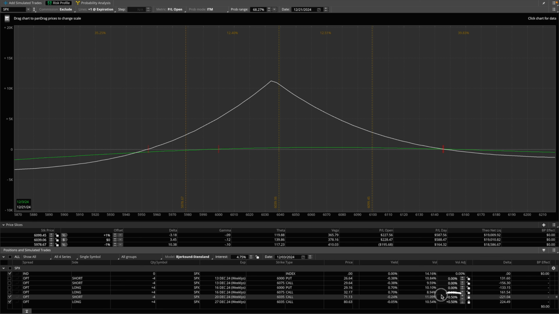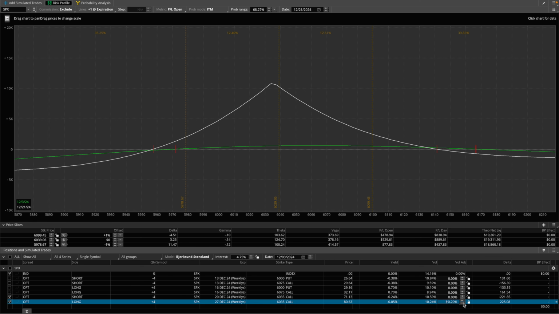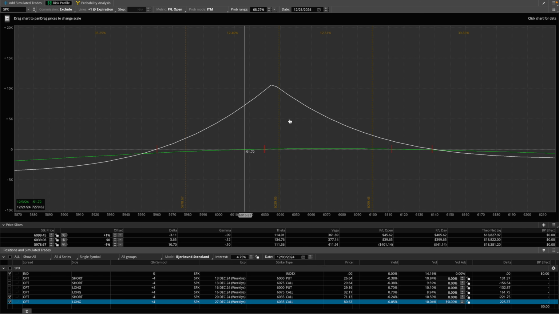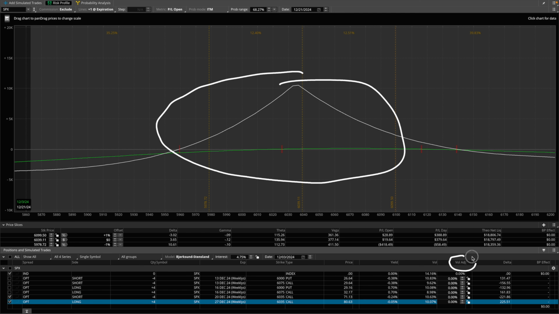But these theoretical fluctuations in implied volatility are what makes calendar spreads sometimes hard to understand exactly what's going to happen. So that's why it's important, whenever you are mocking up a calendar spread in your risk profile, to understand that all of this is theoretical because of implied volatility.